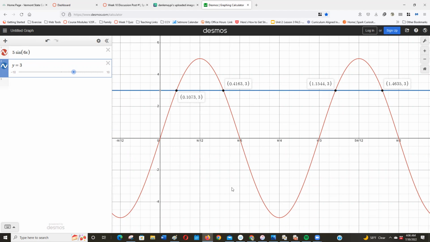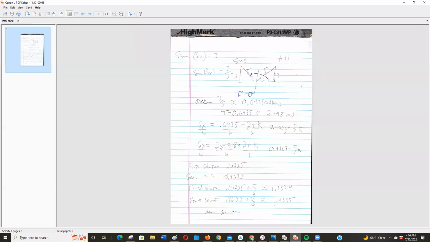Well, if you look at my work that I posted here, let me come up and find a good way to look at that. Let's see, can I zoom this in?